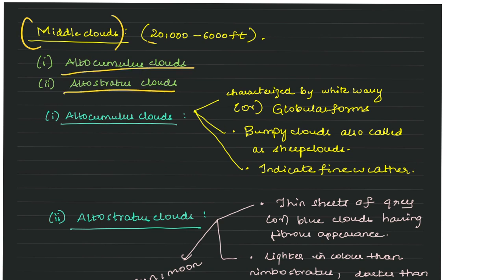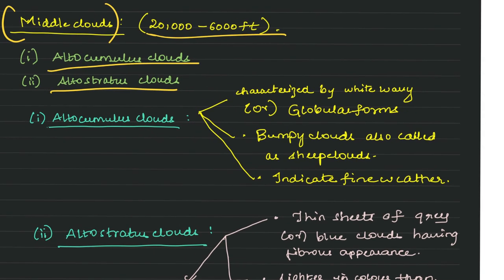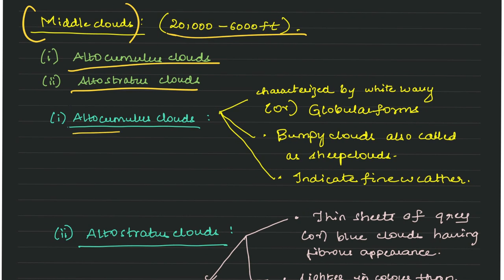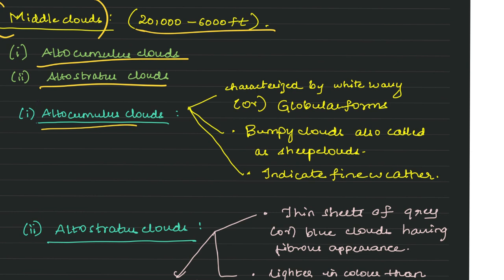Where are these located? Between 20,000 feet and 6,000 feet, okay? So altocumulus clouds, sorry, alto clouds, they are altocumulus and altostratus, right? So first, altocumulus, you see, they are again white, wavy or globular.